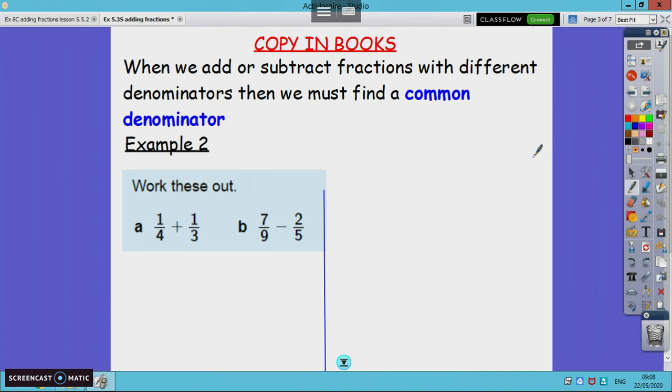When we add or subtract fractions with different denominators, then we must find a common denominator. So when they're different numbers on the bottom, we need to adjust them so that they do have the same numbers on the bottom. So write down this example number 2. We've got an example of adding fractions for part A, and an example of subtracting fractions for part B.